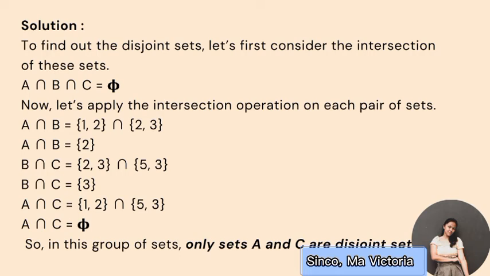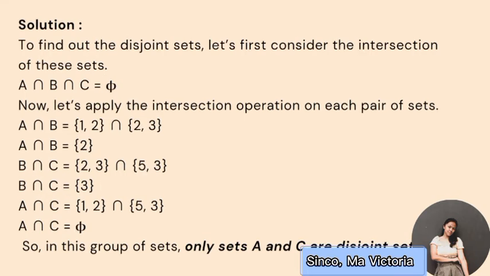A intersection C is equal to {1, 2} intersection {5, 3}. The intersection of this pair of sets is A intersection C equals the null set. So, we can see in this group of sets, only sets A and C are the disjoint sets because they have a null intersection.